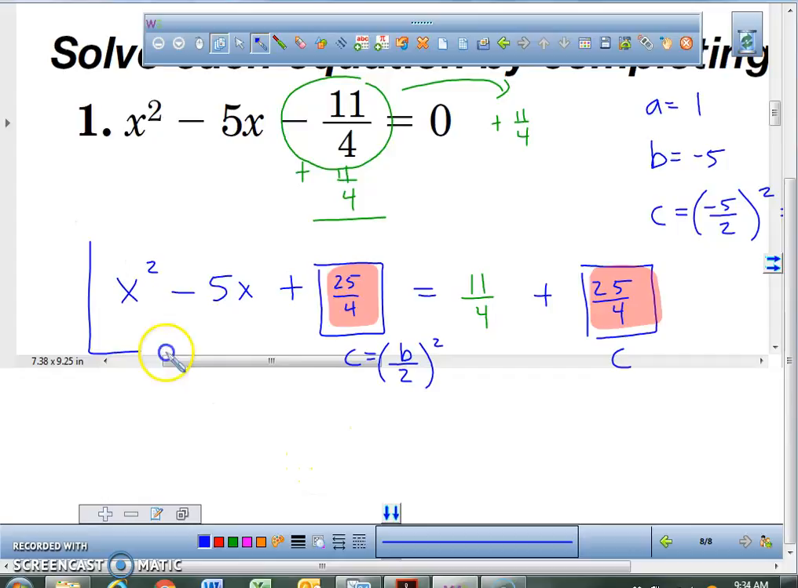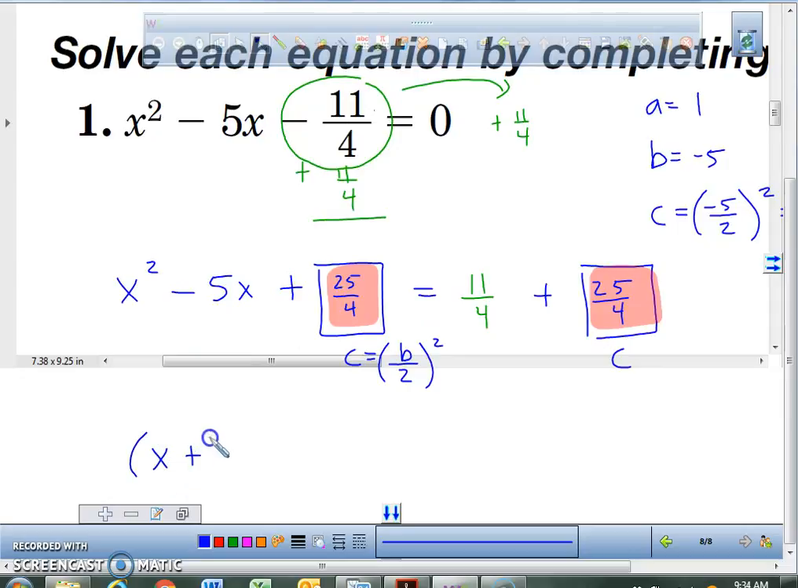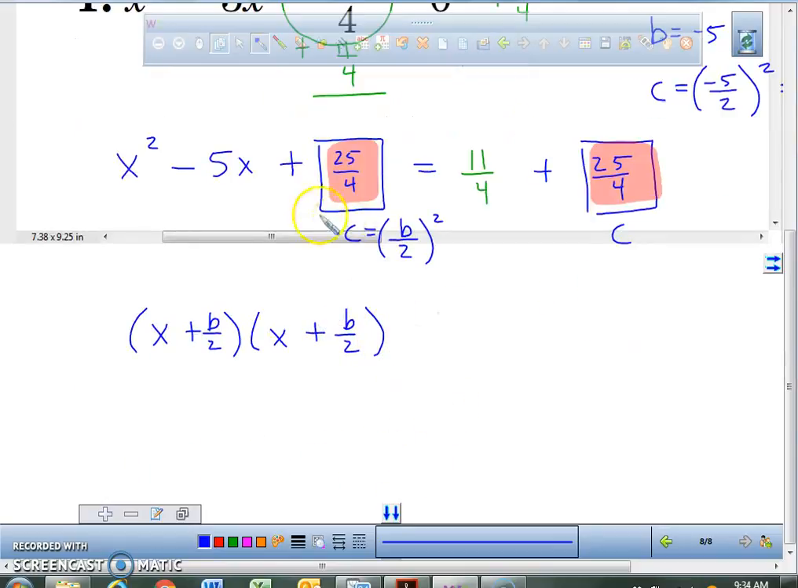Now, the next part is, how do I factor this right here? How do I factor it? It's always going to be x plus b over 2 times x plus b over 2. So think about it. What was our b value divided by 2? It was what? A negative what? Negative 5 over 2. So we're just rewriting it as x minus 5 over 2 times x minus 5 over 2.